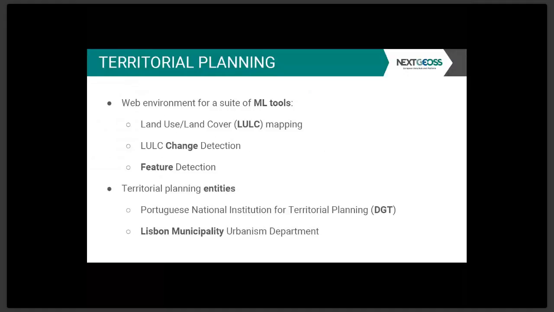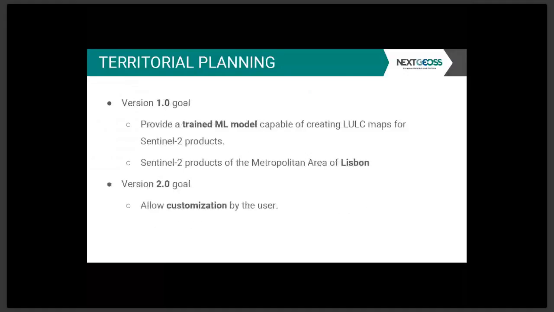The version 1 that we are working on right now, we want to provide the users with a trained machine learning model that is capable of creating land use land cover maps for Sentinel-2 products. We are training this model specifically for the metropolitan area of Lisbon, and this is the version 1.